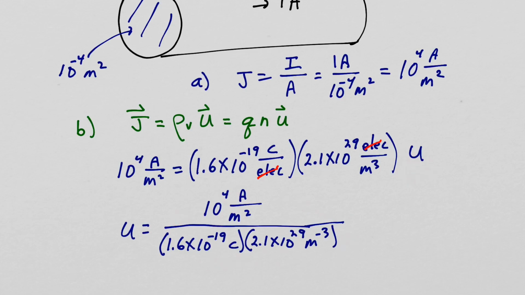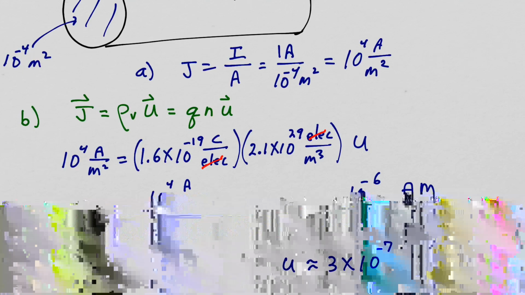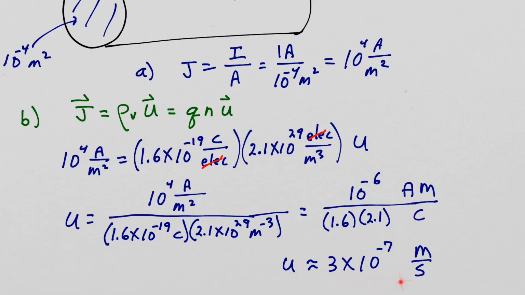For units, we have amps times a meter over a coulomb, and amp is a coulomb per second, so this works out to meters per second, which works out to a drift velocity of 3 times 10 to the minus 7 meters per second.